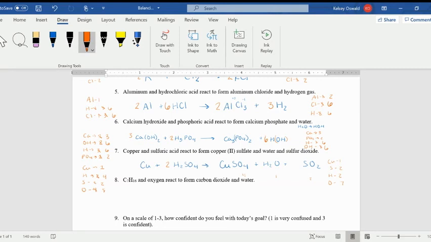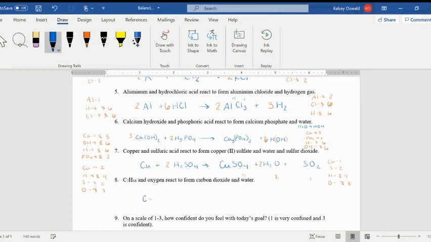Okay, so now we have 4 hydrogens on my reactant side, so I need 4 hydrogens on my product side. And we're going to get that by putting a 2 in front of that H2O. And when we do that, now we have 4 hydrogens, but we also now have added another oxygen. So we'll have a total of 8 oxygens on that product side, which is how many we had on our reactant side. So now we are balanced.